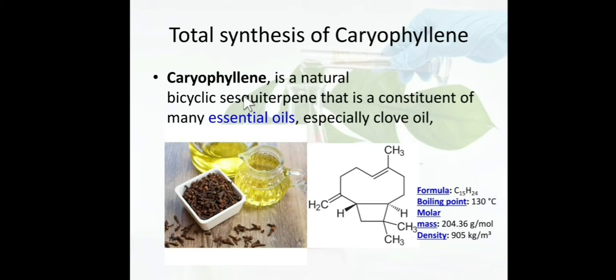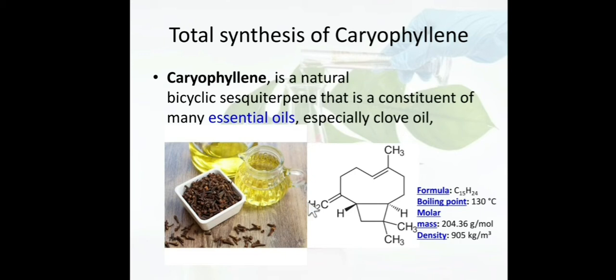Okay, caryophyllene. Caryophyllene is a natural bicyclic sesquiterpenoid that is a constituent of many essential oils, especially clove oil. Clove, in Marathi we say lavang. Caryophyllene is the main constituent of essential oil, especially the clove oil.